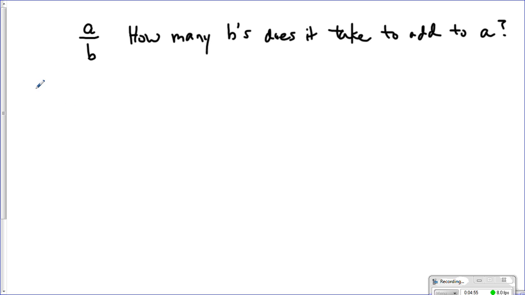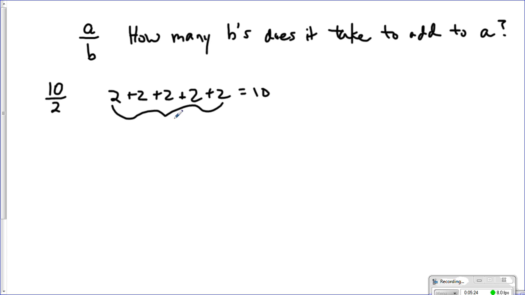So I'm going to lead you into what I referred to earlier as a dilemma. Let's take the number 10, because that's an easy number to work with. What is 10 divided by 2? We're asking ourselves, how many 2's does it take to add up to 10? 1, 2, 3, 4, 5. It takes 5 2's to equal 10, so 10 divided by 2 equals 5.